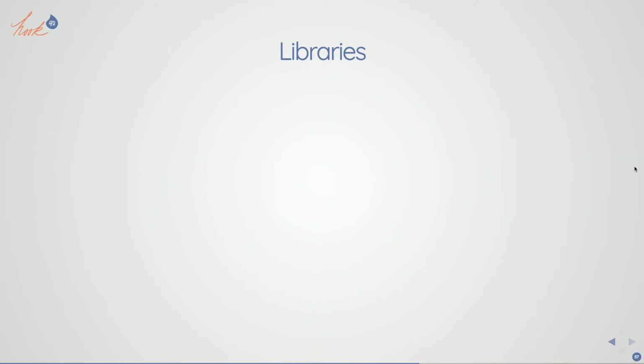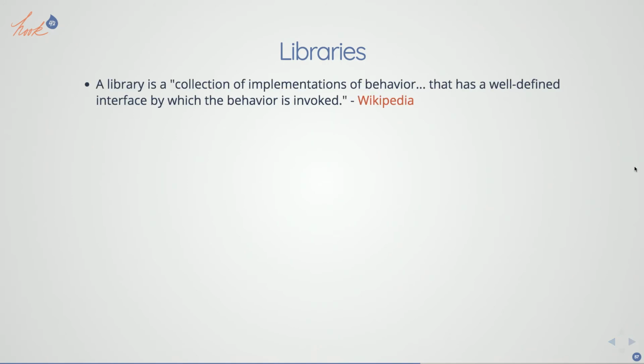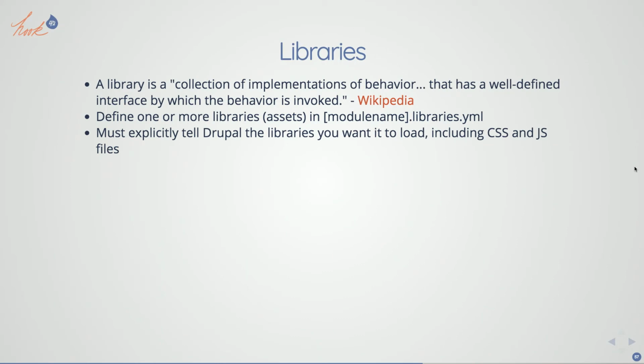Something important to know about module theming is libraries. A library is a collection of implementations of behavior that has a well-defined interface by which the behavior is invoked. You can define one or more libraries, also known as assets, you might run into that word, in your module name.libraries.yaml. And you have to explicitly tell Drupal the libraries you want to load.